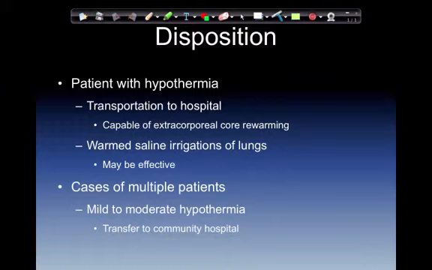Disposition: transport the patient with hypothermia to a hospital capable of extracorporeal core rewarming. Warm saline irrigation of the lungs via bilateral thoracostomy tubes may be effective. In cases of multiple patients, options may be limited to this. Mild to moderate hypothermia, you can transfer to pretty much any community hospital that can do passive rewarming.